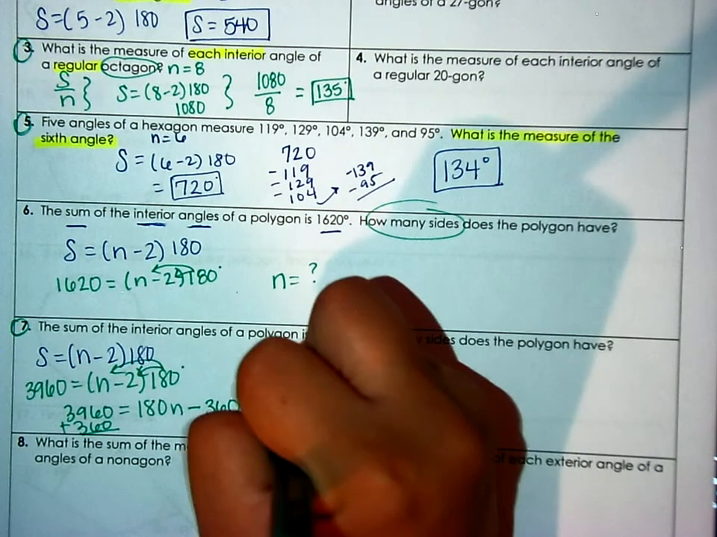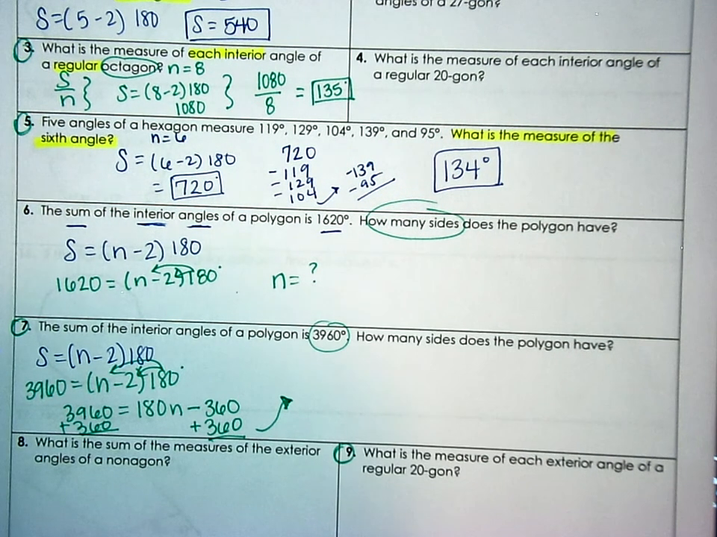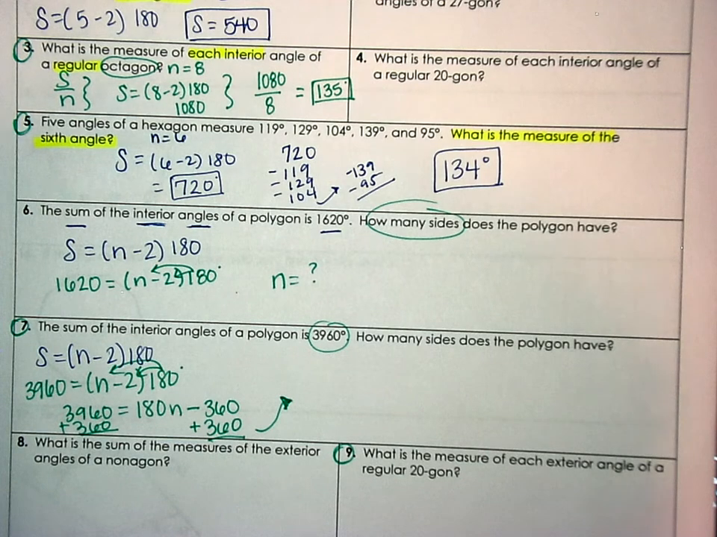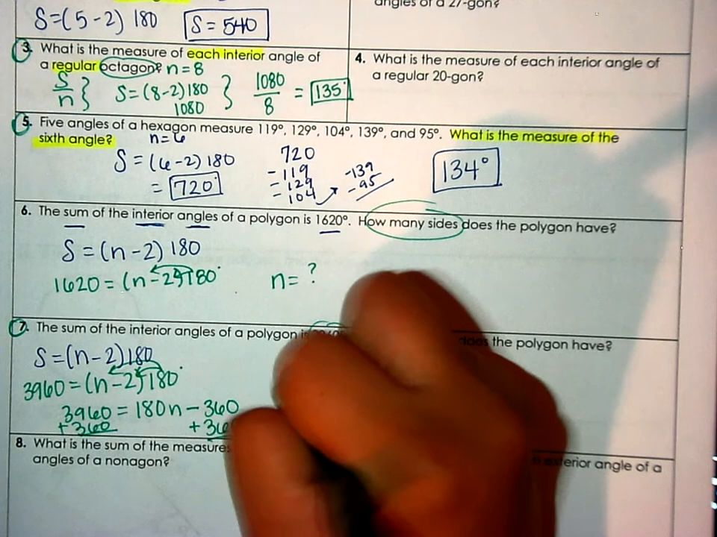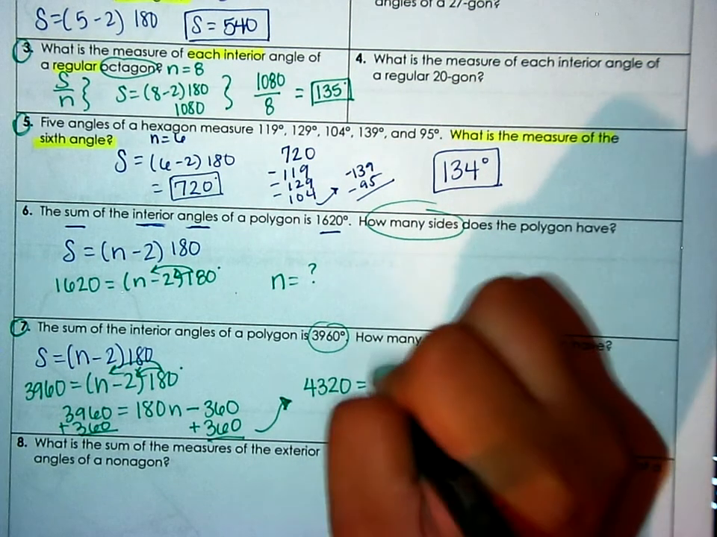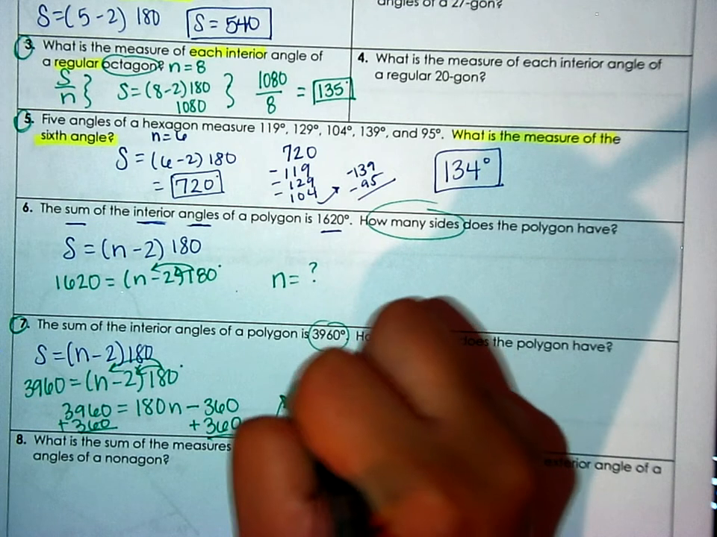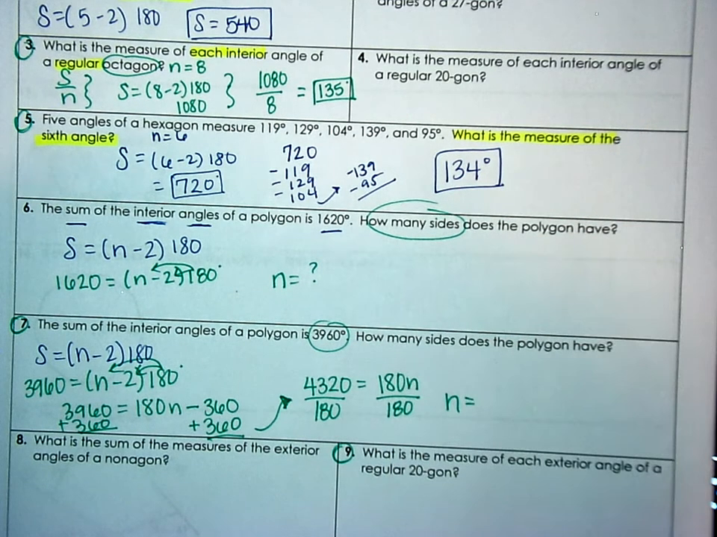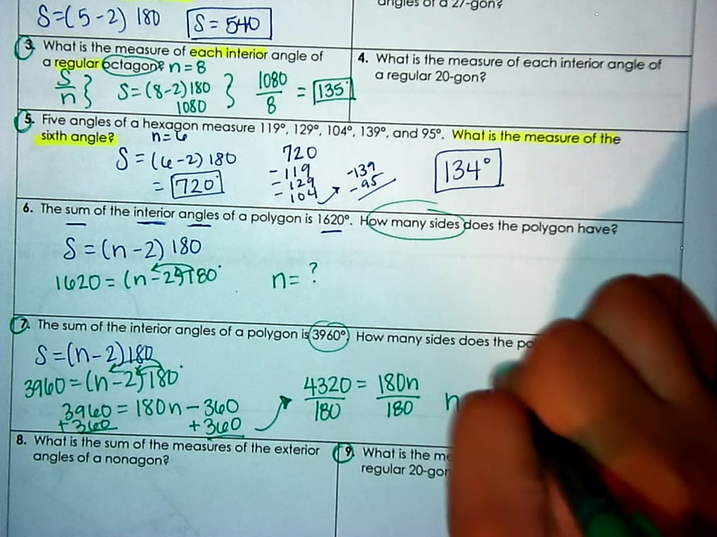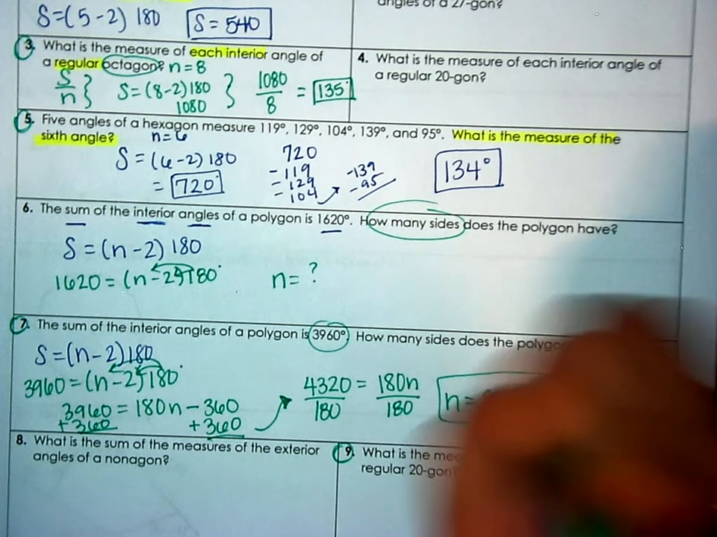Okay, I'm going to keep going with my work over here. Okay, so now I take my 3960, add 360, I get 4320. My last step is to get n by itself, so I'm going to take this and I'm going to divide it by 180. My answer is 24. So 24 sides.